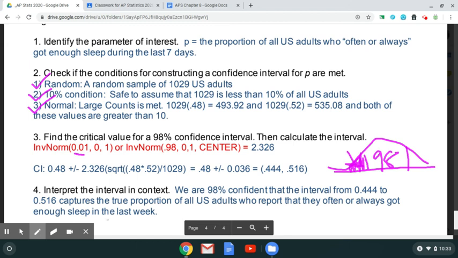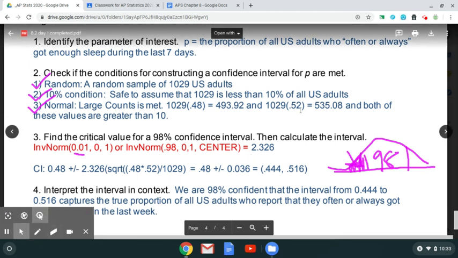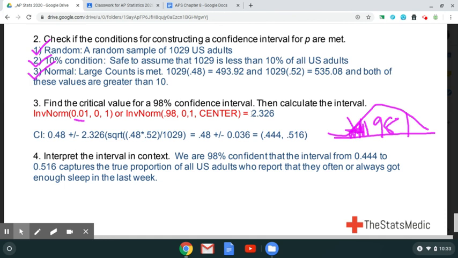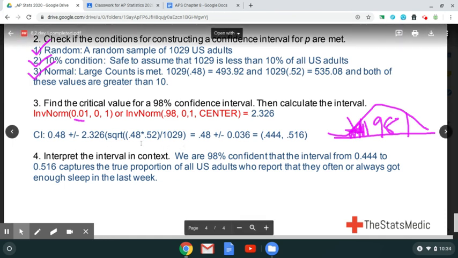Or if you have the fancy calculator, you can just put the 0.98 because that's our confidence level, 0, 1 for the mean and the standard deviation. And then you know the 98% is in the center of the graph. And either way, you'll get the 2.326. So to calculate your confidence interval, you took your parameter, 0.48, plus or minus your critical value 2.326 times the standard error.